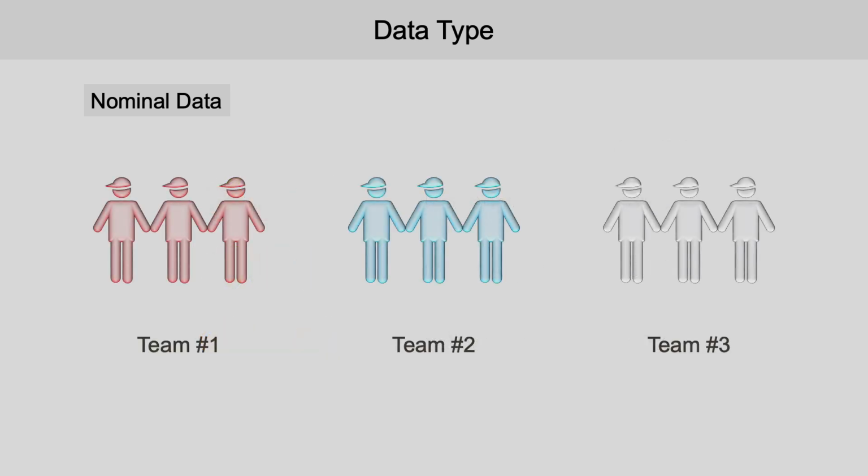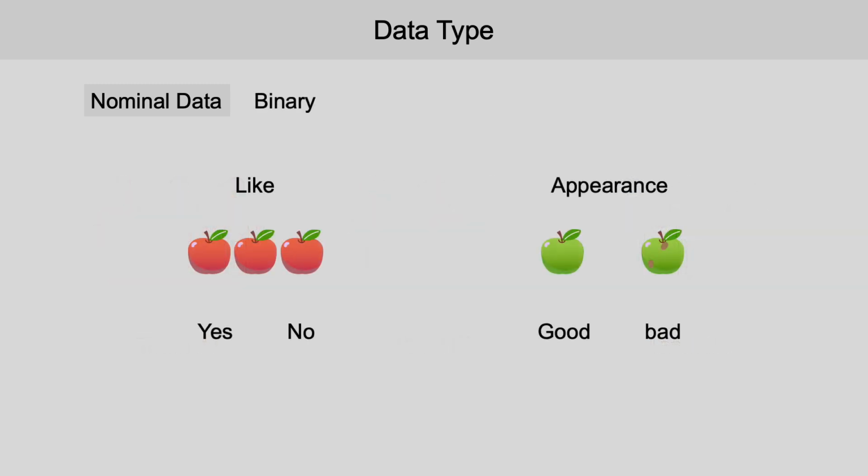Another example of nominal data is team, such as team 1, team 2, and team 3. Binary data is a specific case of nominal data, which means it only has 2 outcomes. For example, either liking or not liking apples, or either good or bad apples. So binary data is a commonly encountered data type.